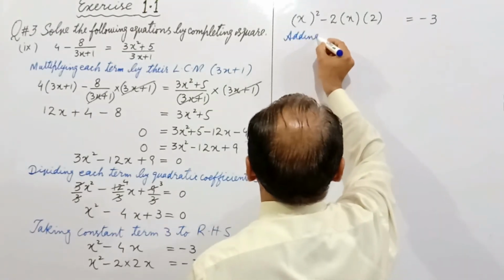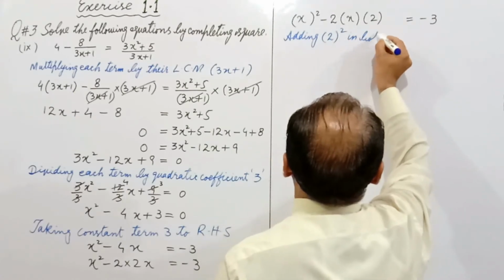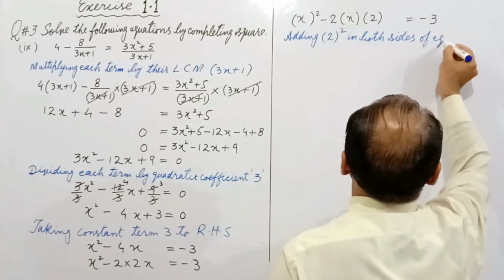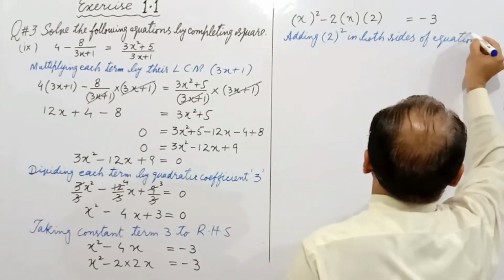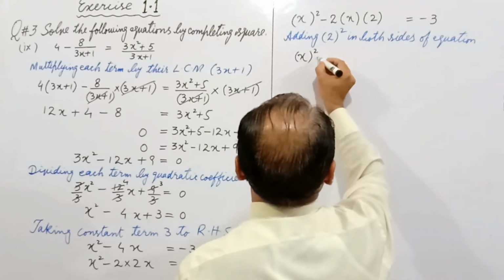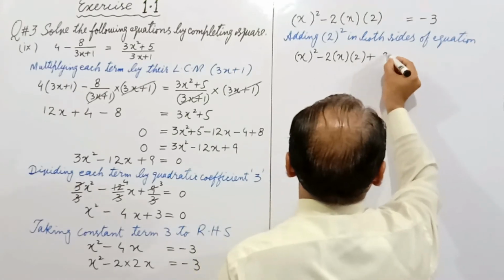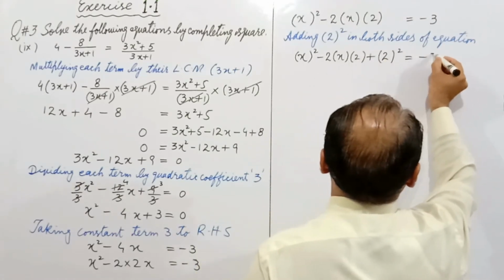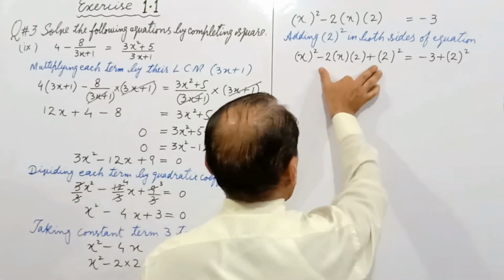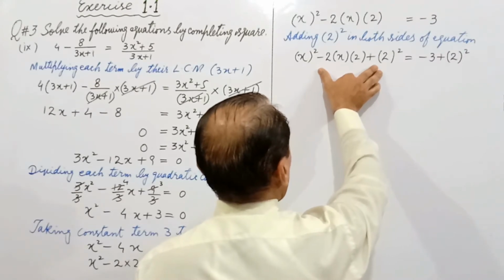So adding square of 2 in both sides of equation, we have x square minus 2 into x into 2 plus 2 square is equal to minus 3 plus 2 square. In the left hand side, we have the expression in such a form that when we apply a formula, it will be converted into a perfect square.